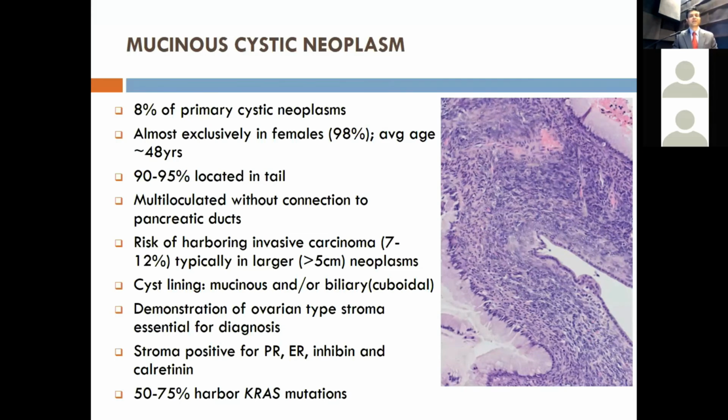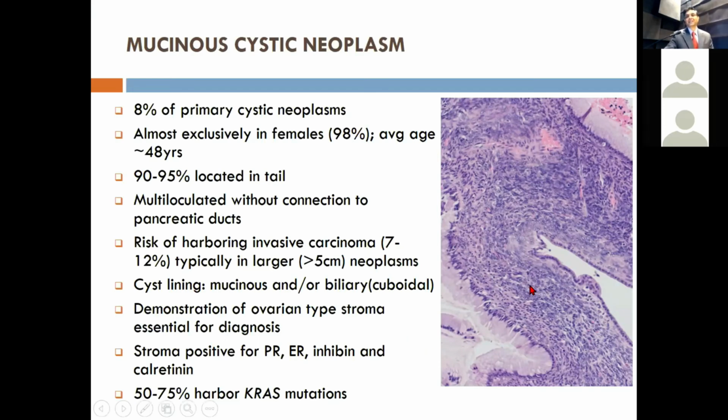More than 90% are located in the tail. They typically are multiloculated cysts without any connection to the pancreatic ducts, and they have a high risk of harboring invasive carcinoma. Although we always think that this is a mucinous cystadenoma and will have a mucinous lining, that's not the case. Actually, there's a very nice large-scale study that was published in 2017, and they demonstrated that in many of these cases the predominant lining is not the mucinous lining. It is actually the biliary or cuboidal lining that we saw.